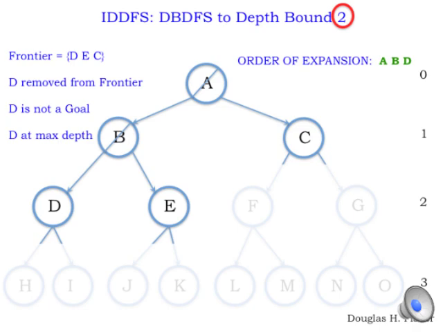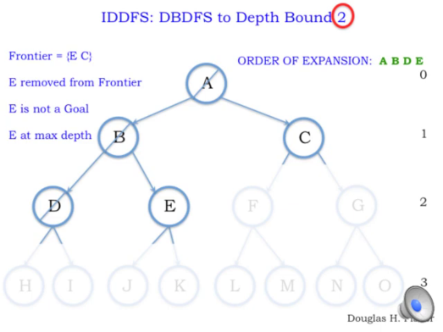This is a depth-first search. The frontier is implemented as a stack. D is removed from the frontier. D is not a goal. D is at the maximum depth bound, and so we don't expand it further. E is next on the frontier. The frontier contains E and C.